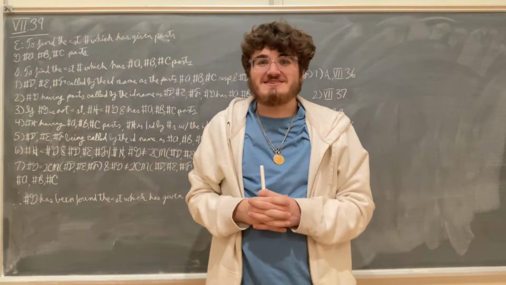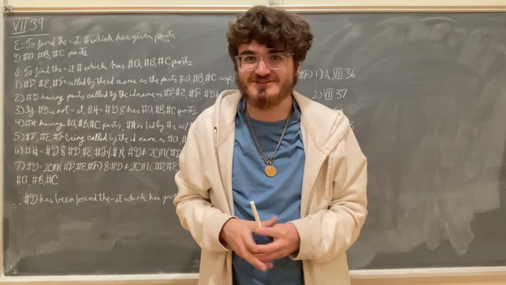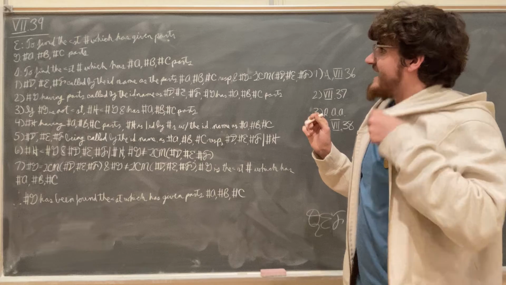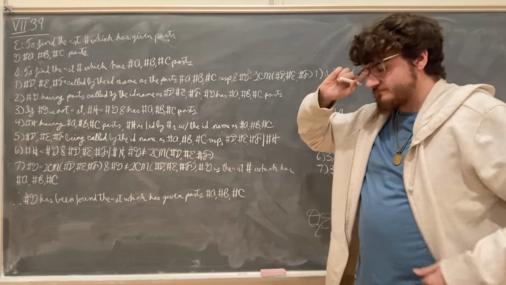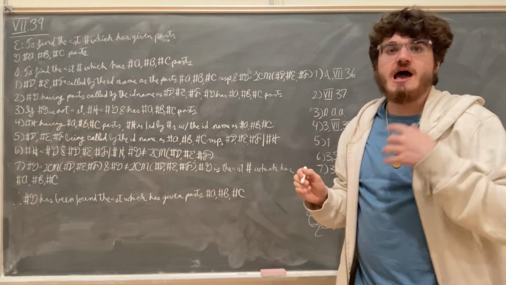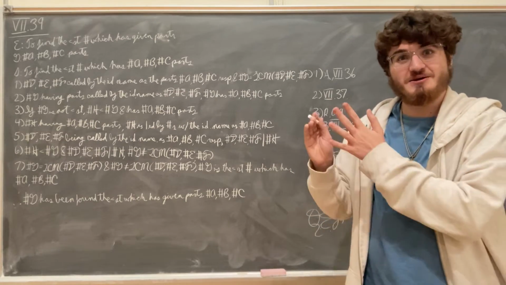Hello, this will be a demonstration of proposition 39 from book 7 of Euclid's Elements, which tells us to find the least number which has given parts. We're going to be given three parts, A, B, and C parts. And what we want to find is a number which has A, B, and C parts.